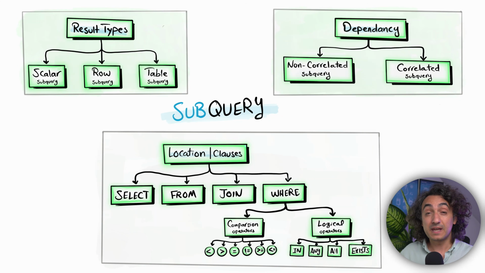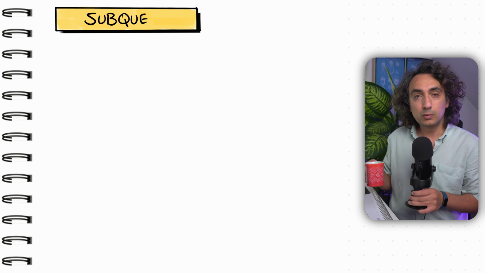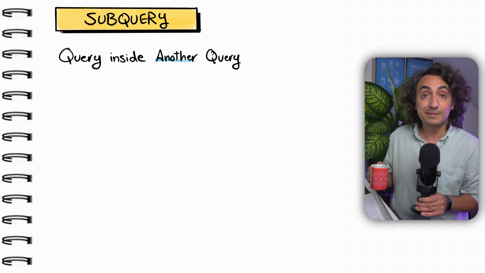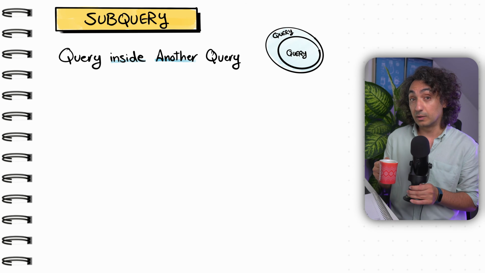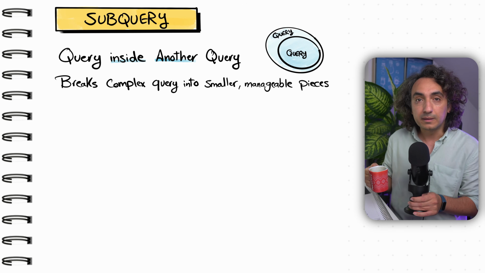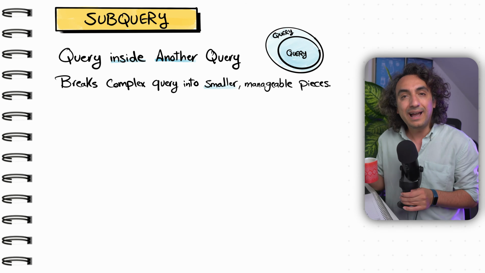Alright friends, so with that you have covered everything about subqueries, all the different categories and types of subqueries. And now we're going to do a quick recap about subqueries. As we learned, a subquery is simply a query inside another query. And we use subqueries in order to break down complex queries into smaller, simpler, easy to manage pieces. That makes everything easier to develop and as well to read.